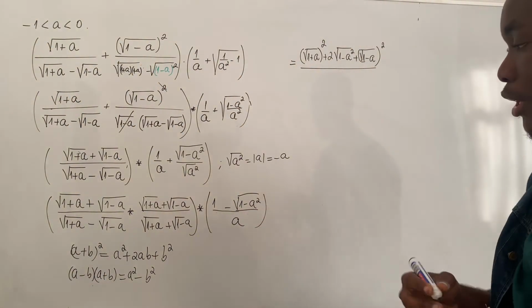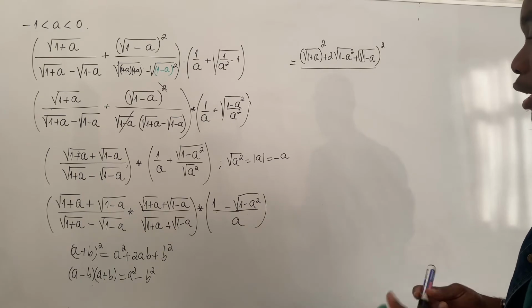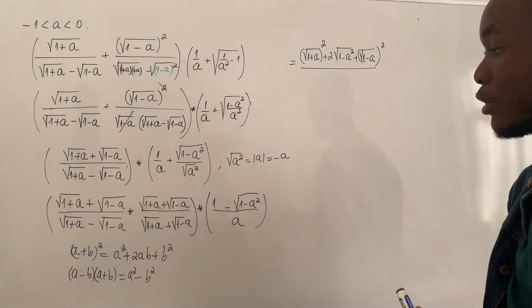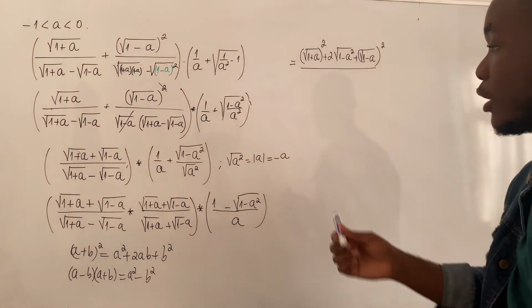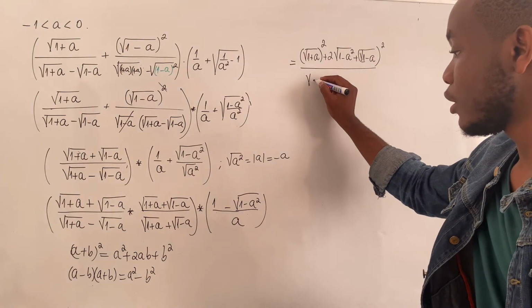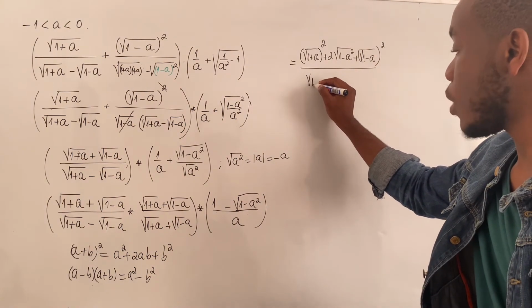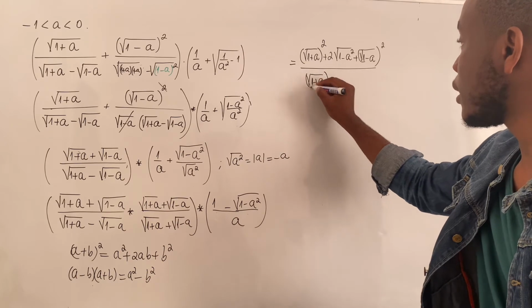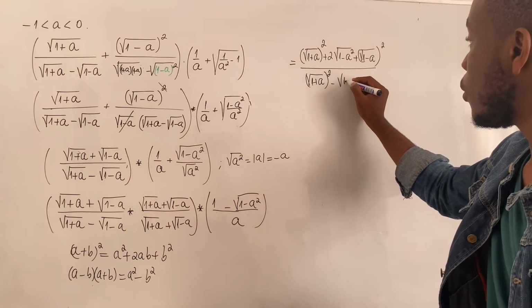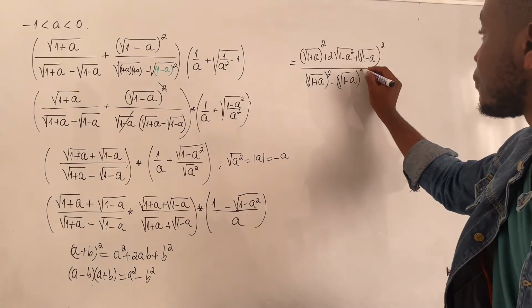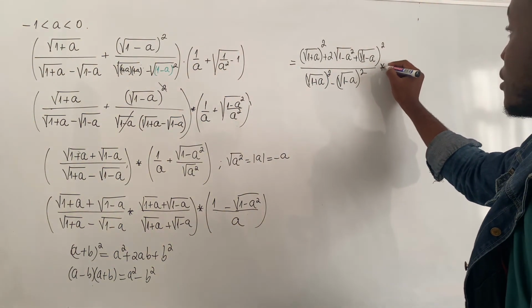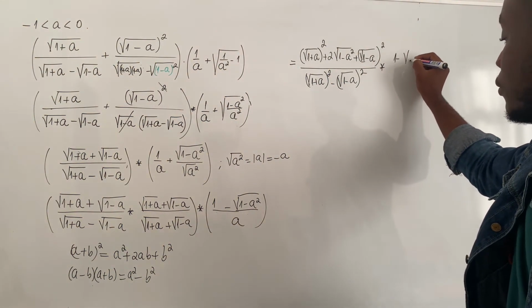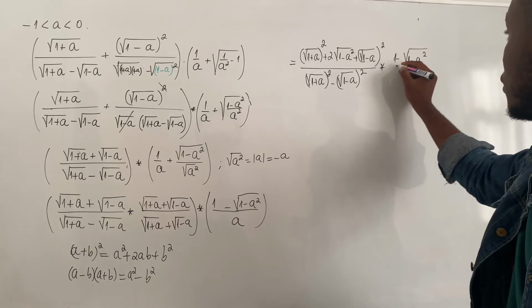Now, in the denominator, we have the conjugate multiplying one another, which means we are in the presence of the difference of two squares. Then we're going to have the first one squared, which is 1 plus a squared minus 1 minus a squared. Okay, times 1 minus square root of 1 minus a squared over a.